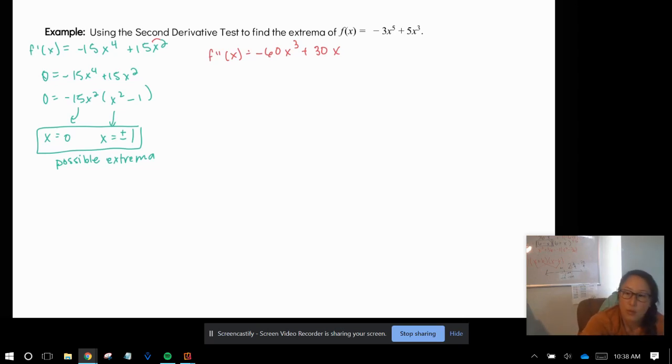Now, the second derivative test for extrema tells me if I substitute in a value, f double prime of, say, 0, I get negative 60 times 0 cubed plus 30 times 0, which is equal to 0. Okay, here the test fails. We'll come back to that one.